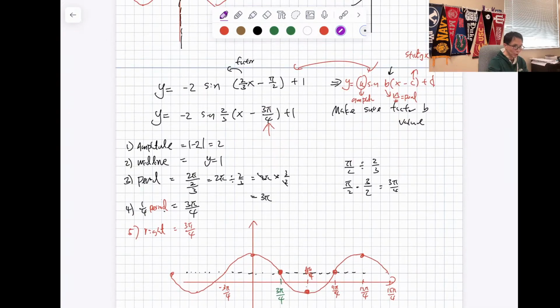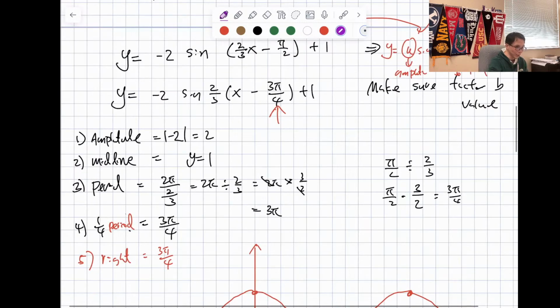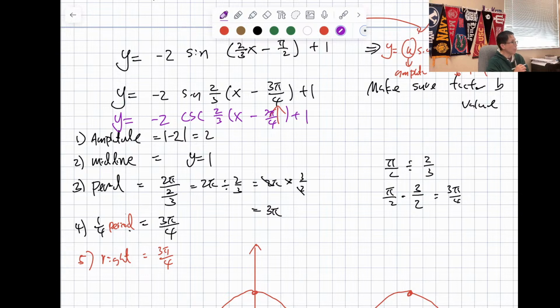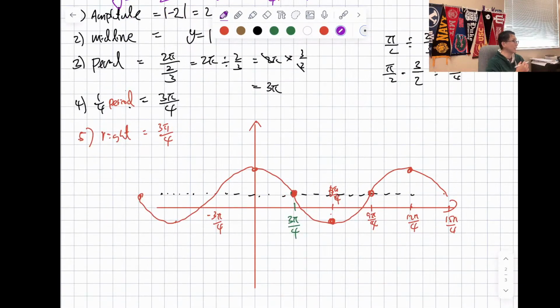Okay, so I'm going to do 2 things at once, because what if I ask you to graph y equals -2 cosecant of 2/3 (x minus 3 pi over 4) plus 1, and I use a different color to show you this. Now, cosecant is not any different than sine because cosecant is 1 over sine. Is that okay? So the cosecant graph is just inverted.